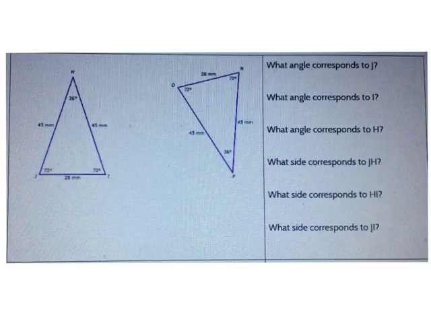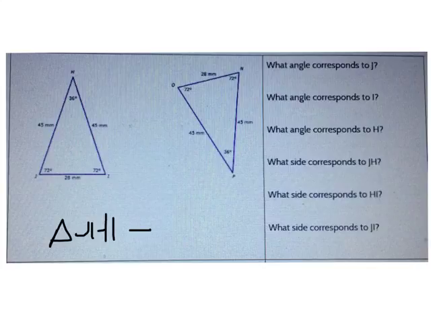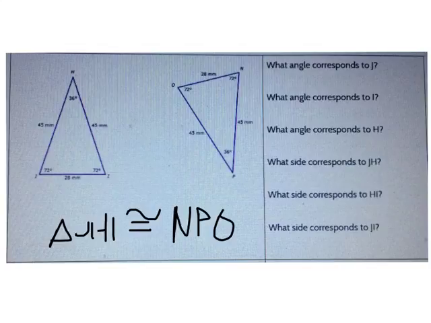Now let's try filling out a few. Which angle corresponds to J when I map triangle JHI to congruent figure NPO? Which angle corresponds to J? Angle N corresponds to J. I can see that if I rotate the figure, angle N is where angle J would be in the image.